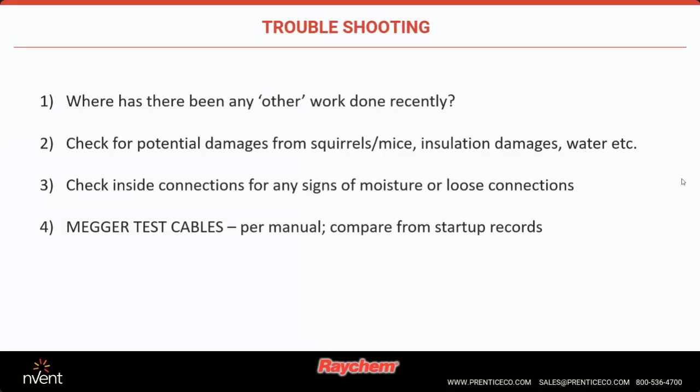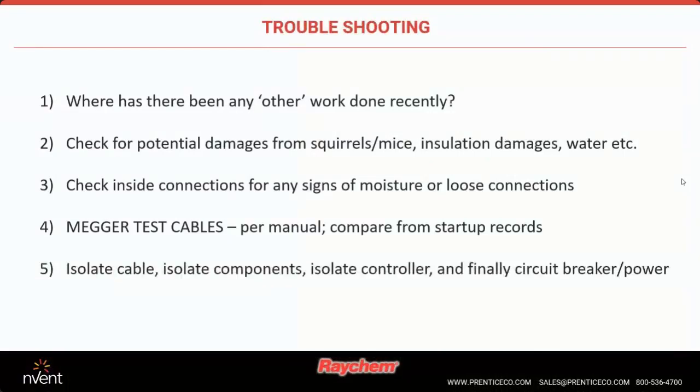If you have done your job on the startup, you should have a record of what the installation numbers look like. So now you can compare that record and say, okay, how does this Megger test now compare? Is it greatly different? Is it the same or similar? Is there a problem? And you can go from there.